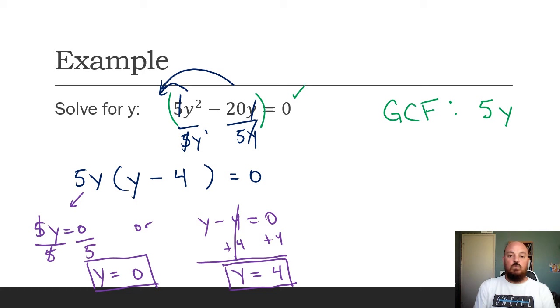So we got two answers, y equals 0 and y equals 4. The end of that question is exactly what we just did in the last lesson. You're just taking two separate mini equations that are equal to 0, separating them and solving them. What was different was the beginning. It was a different type of factoring.